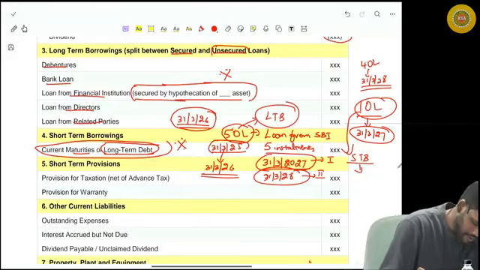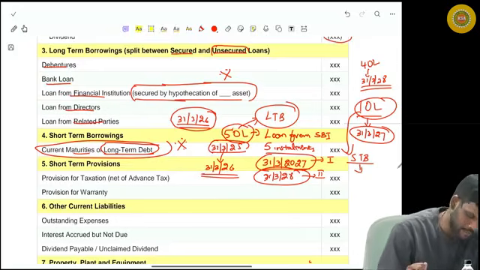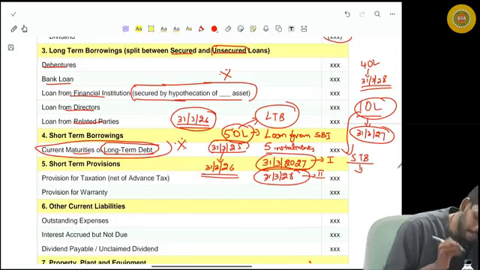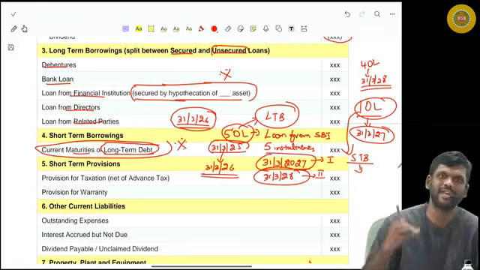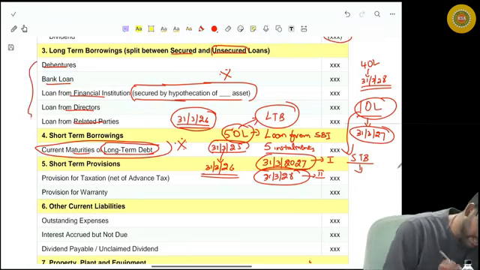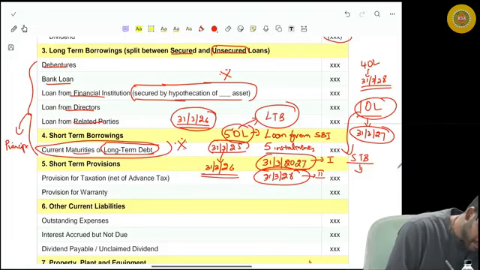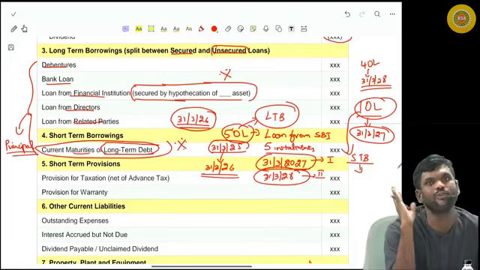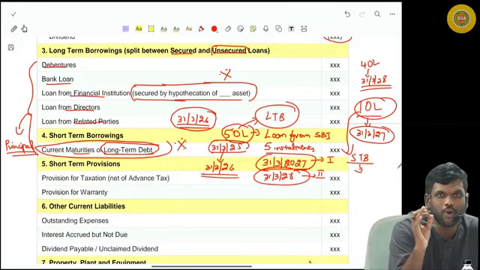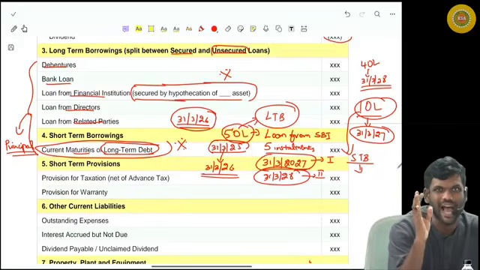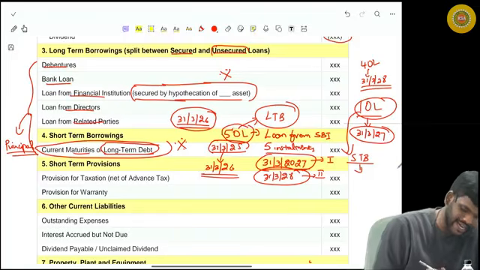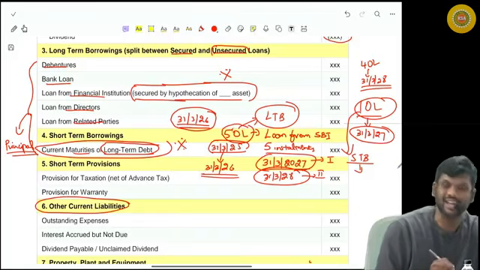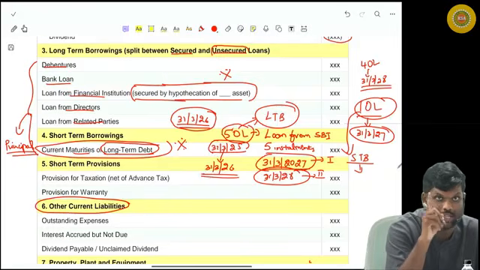Okay. And here is one point that you should remember: what you show under borrowings, be it debentures, loan, financial institution, directors, related party, current maturities, all of these will be principal amount. Only the principal amount will come here. If you are going to pay any interest and that interest is outstanding, that interest payable or outstanding interest will come under other current liabilities. Remember to listen to these points carefully.